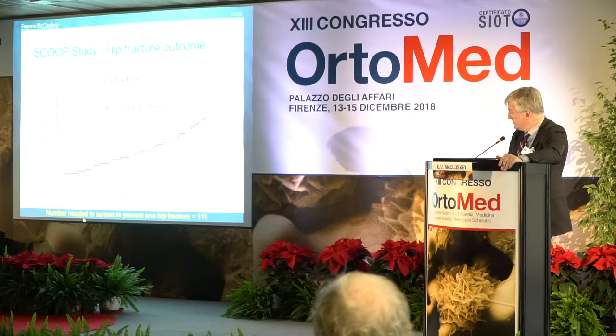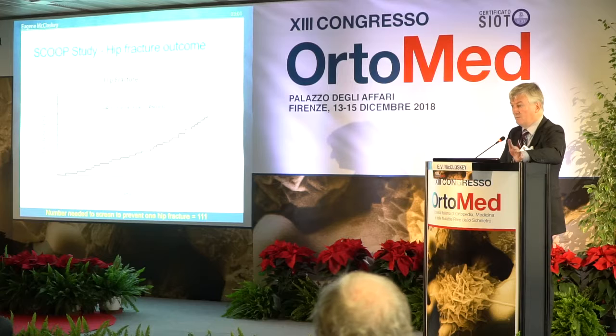The number needed to screen to prevent one hip fracture is very favourable at 111. The actual number needed to treat to prevent one hip fracture is only of the order of 15 to 16, so it's really good numbers.